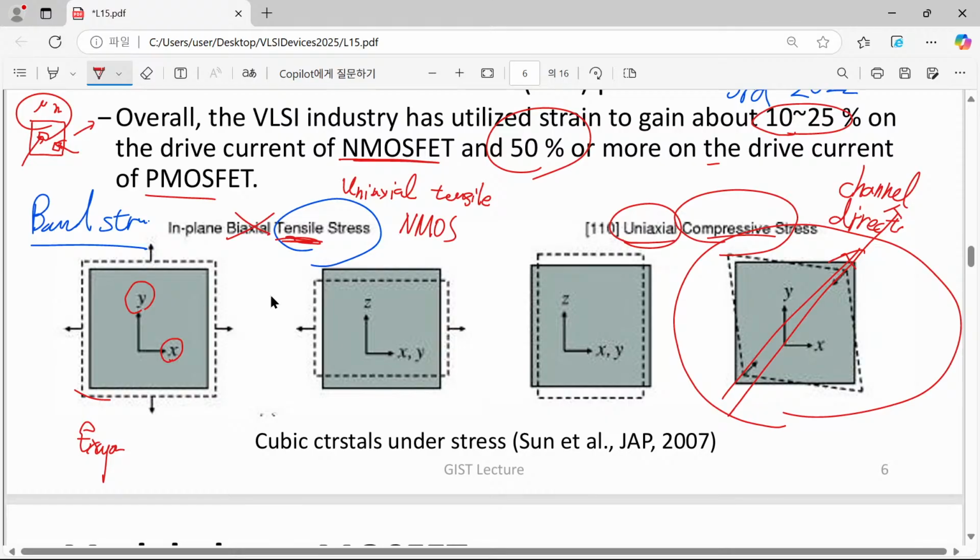Okay, although this is quite an important topic, I think that I have to wrap up this discussion right now and move to another one. But please be careful. This stress mobility engineering has been the driving force to improve the device performance for quite a long time.